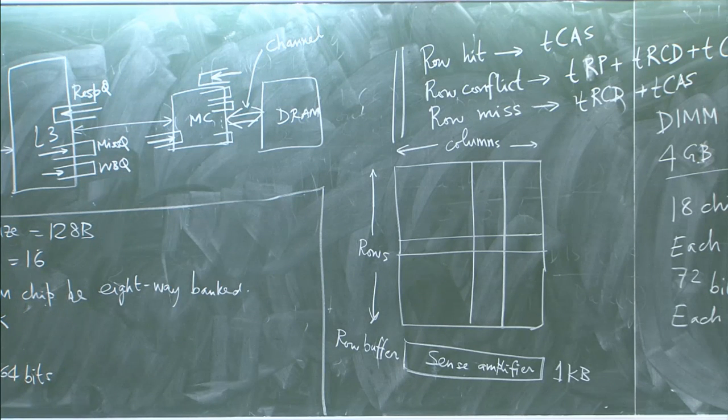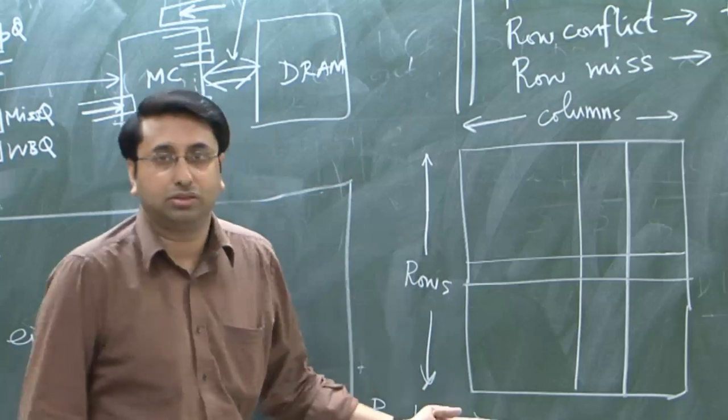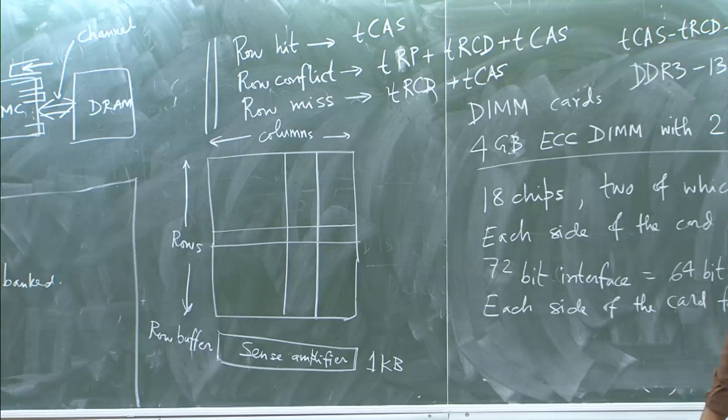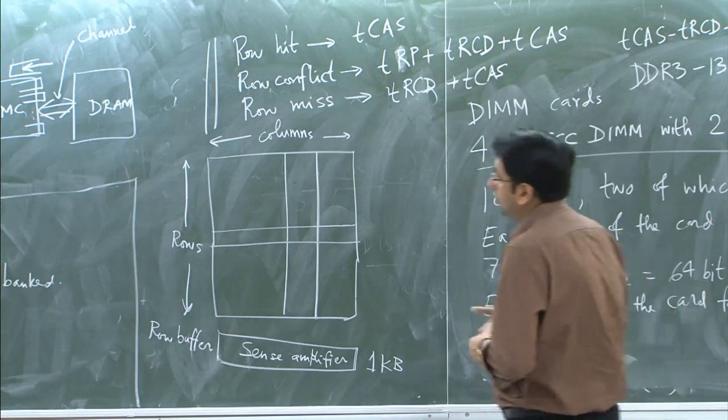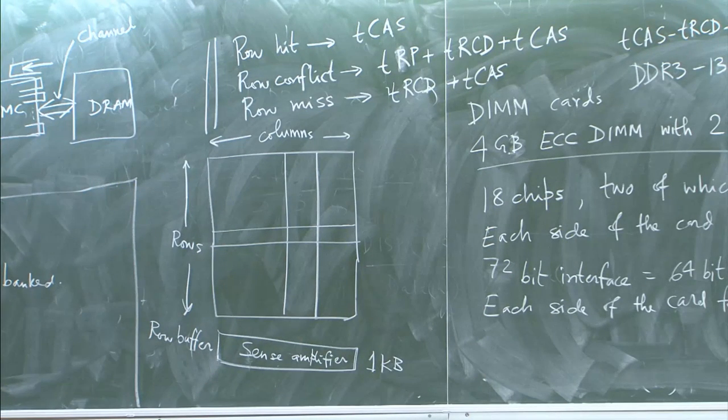The refresh mechanism I've already talked about. Periodically, the memory controller will be scheduling refresh cycles. In a refresh cycle, the first thing that happens is that the bank which is currently being refreshed cannot be accessed by the processor at that time. That's the performance impact of a refresh cycle.